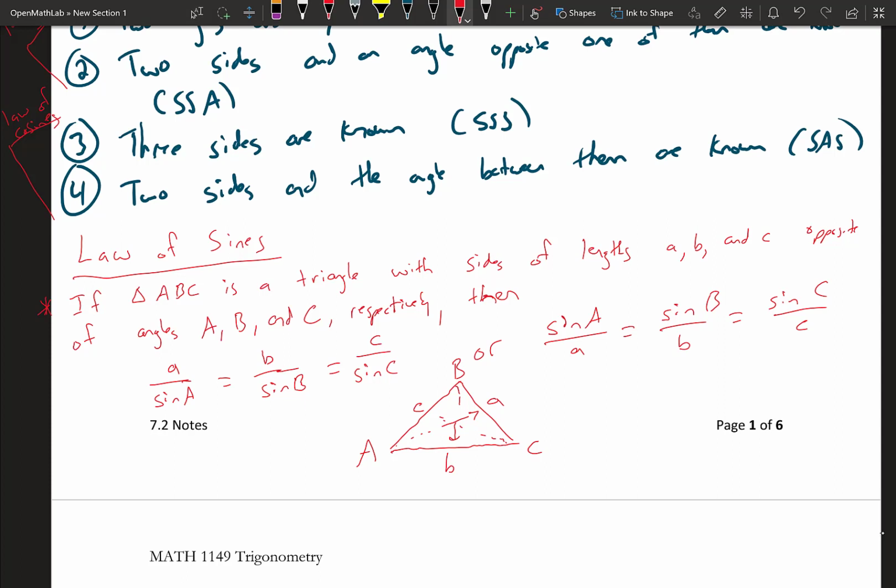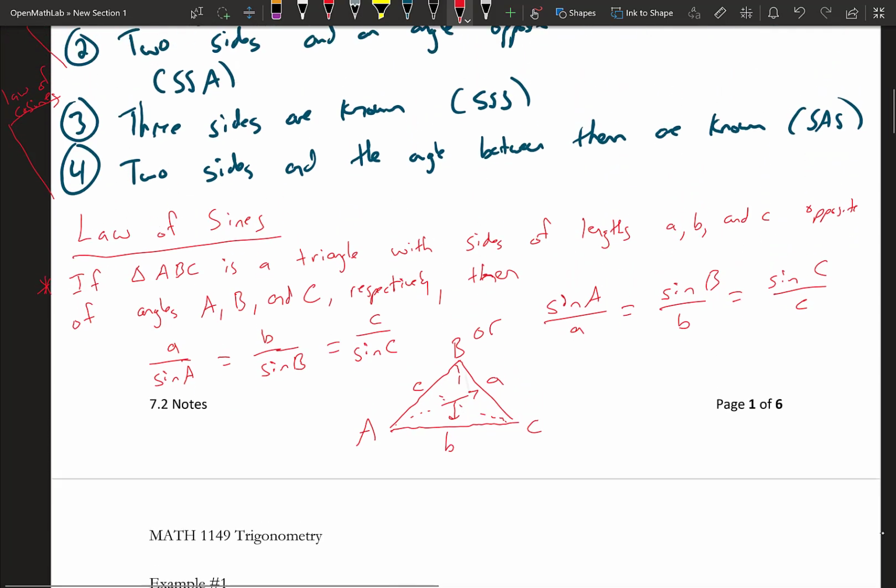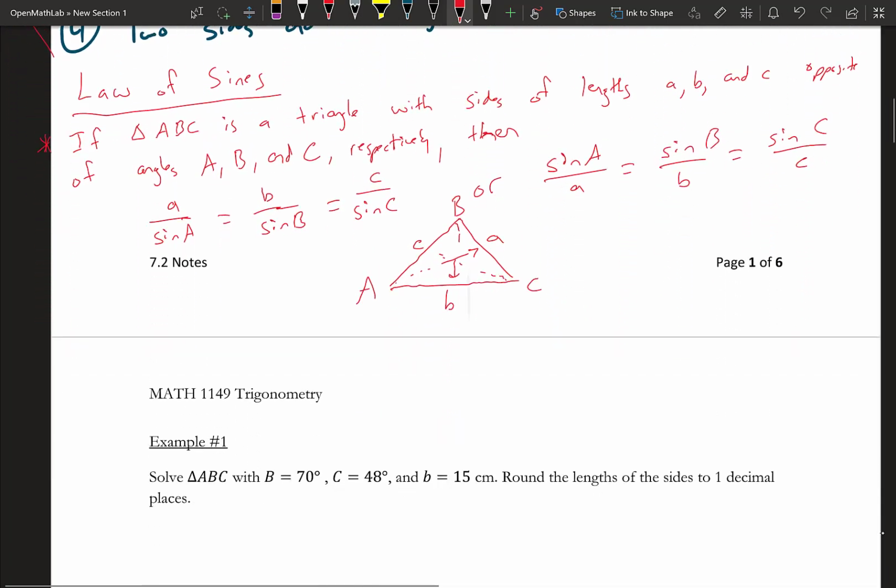I included on Canvas a number of extra practice videos for some of these problems from Patrick Just Math Tutorials, and I also included a proof of the law of sines if you're interested to see what that looks like. I believe that video is from Khan Academy. Feel free to check those out on Canvas.